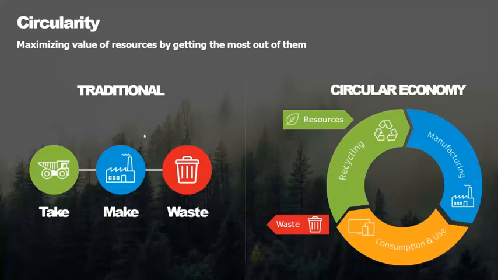Okay, this is the traditional way for us to manufacture every product. First thing to do is to take the resources that we have, make the production process to make the products, then after that, waste. And the suggested way, the new trend of manufacturing nowadays, is the circular economy, wherein we need to recycle things to remanufacture and reuse them again.